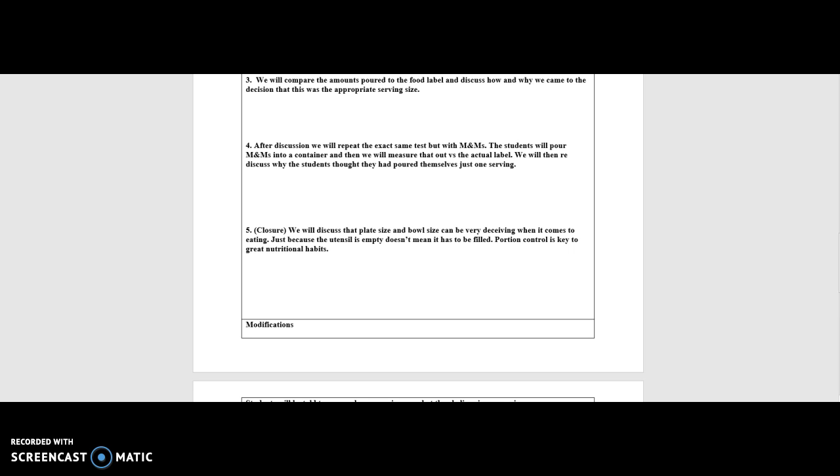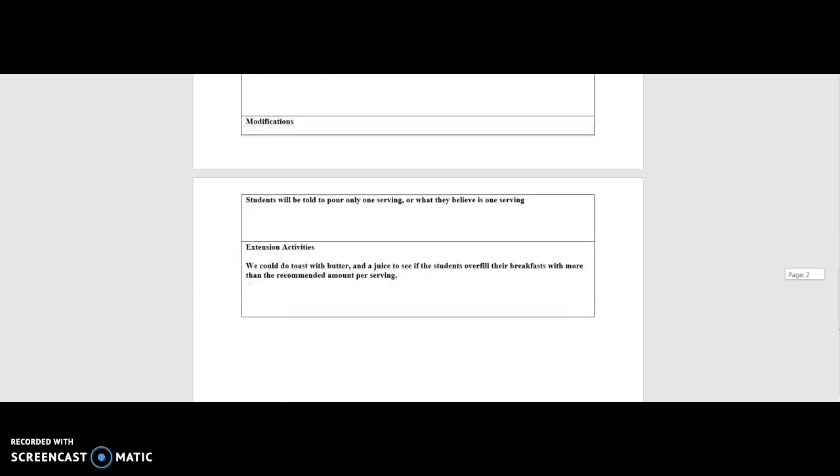For the closure, we will discuss how plate size and cup size and bowl size can be very deceiving when it comes to eating. And just because the utensil is empty, it doesn't mean it has to be filled. And we would discuss how portion control is very key to great nutritional habits.